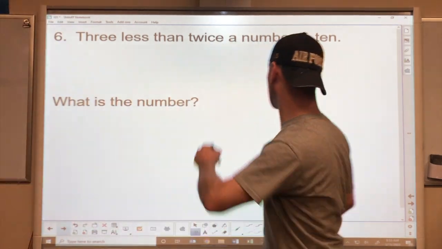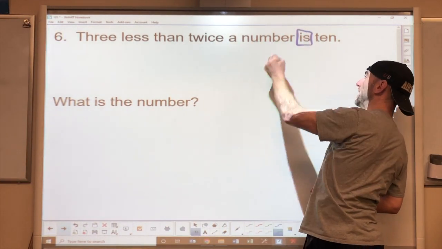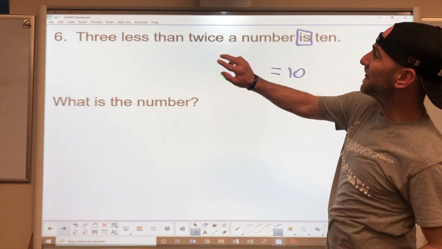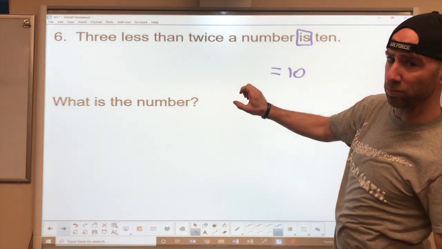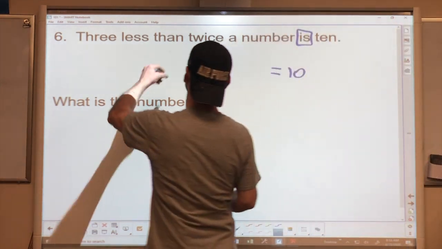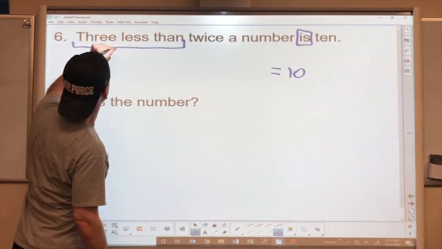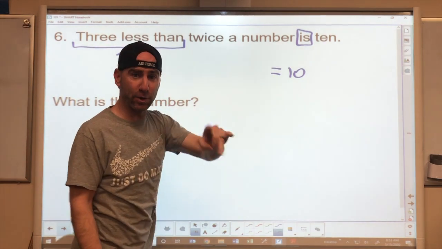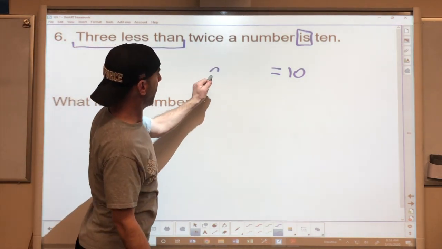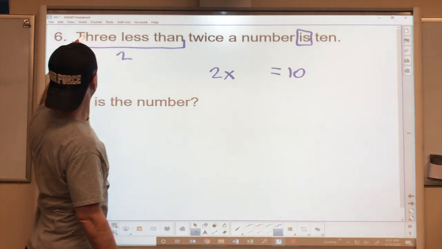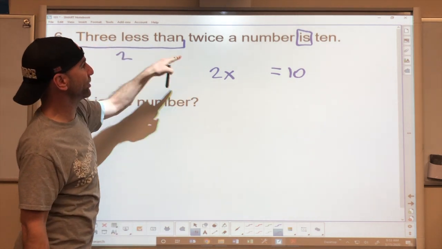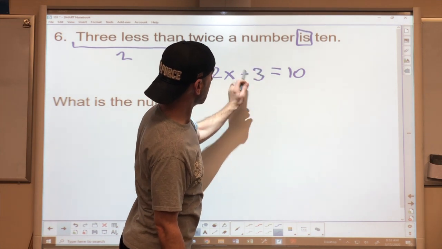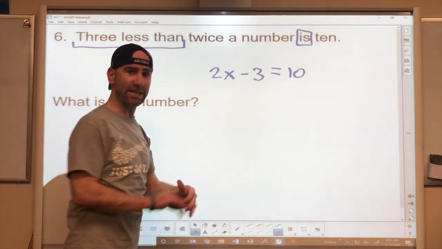Okay, is right here. Is 10. Alright, so what is 10? 3 less than, wait, don't put that first. This comes second. So what comes first? Twice the number. So 2x, twice the number, 2x. 3 less than that. So 3 less than 2x. So minus 3 is equal to 10. Pause it, solve it.